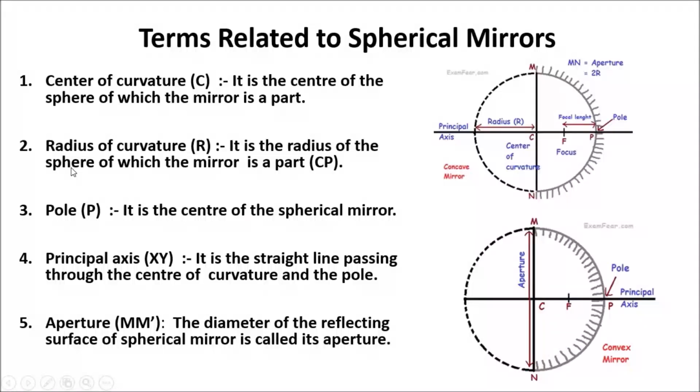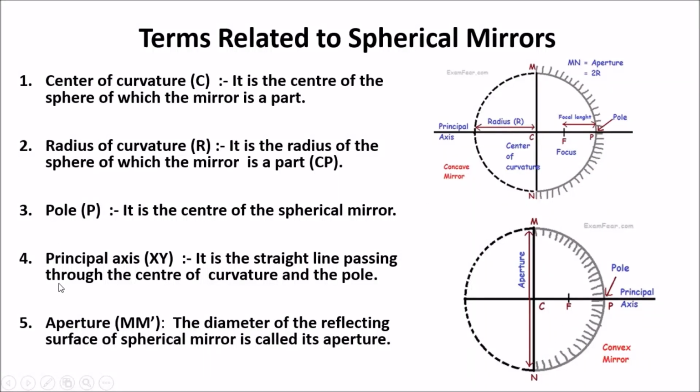The next term is radius of curvature, which is denoted by capital R. As I told you, it's the radius of the sphere of which the mirror is a part, represented by CP, where P is the pole. And the pole is basically the center of the spherical mirror. When we use the term spherical mirror, it is valid for concave as well as convex mirror.